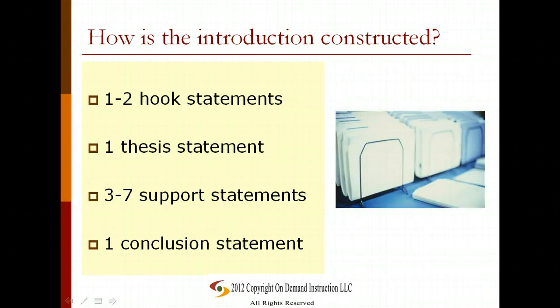So how is the introduction constructed? This is the strong way of structuring your introduction paragraph. You start off with 1 to 2 hook statements. These are used to catch the reader's attention and draw the reader into the writing. Then you follow with a very strong, opinionated thesis statement. That is then followed with the support statements. Typically, I recommend that students shoot for 3 to 7 support statements in the introduction paragraph. Always complete every paragraph with a conclusion statement that wraps up that entire paragraph.